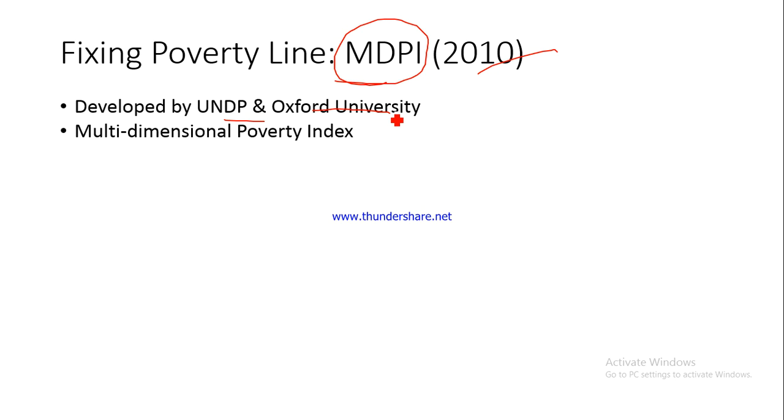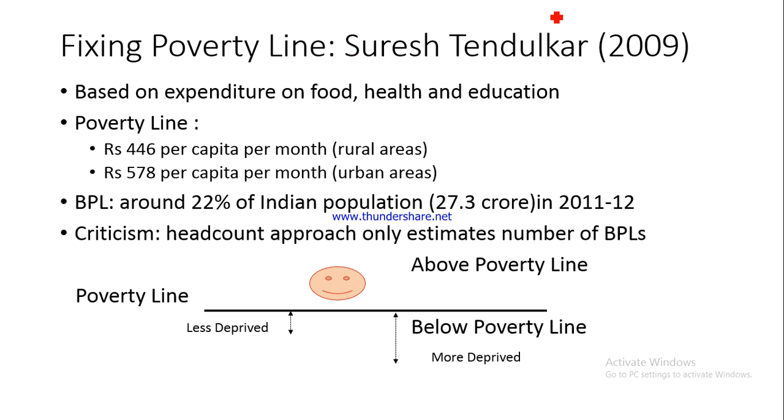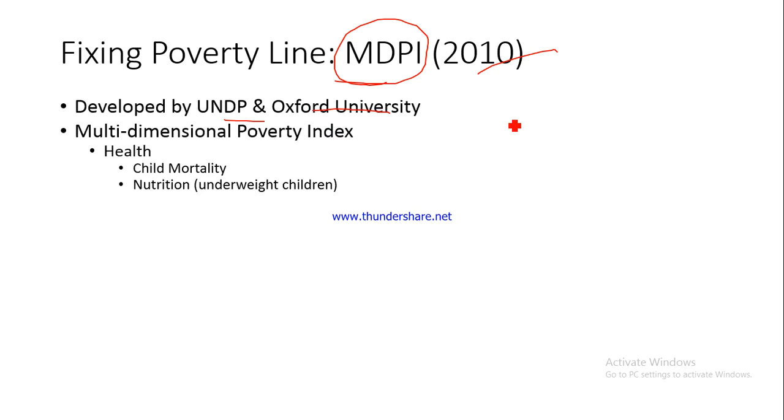Please understand the earlier approaches that you have studied, be it Dandekar and Rath or the Planning Commission approach. You would recall that they have basically relied only on the calorie intake, on the food that somebody is consuming. So it's a unidimensional approach. If you talk about Suresh Tendulkar's approach, the one discussed in the last session, apart from food, he also talks about health and education. So in that sense, this approach is not unidimensional, but still it does not include all the possible aspects, and that is why this multidimensional poverty index includes other aspects as well.